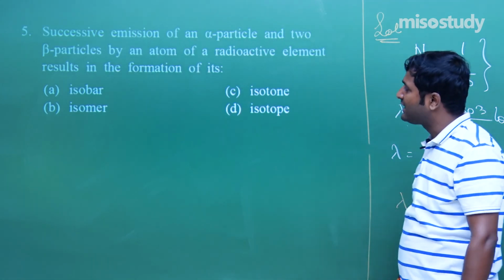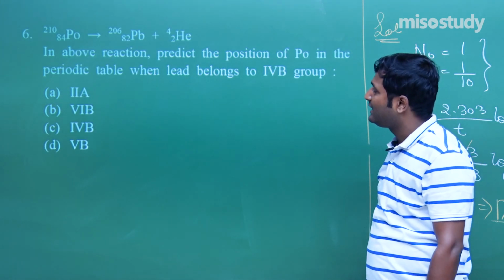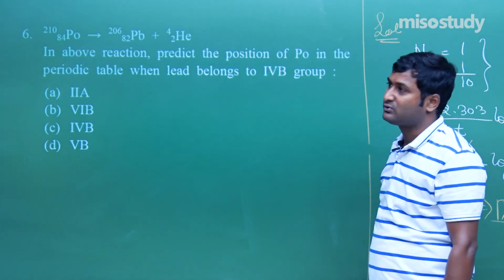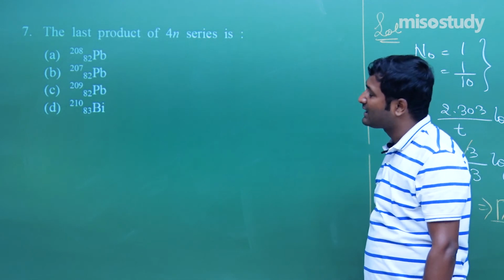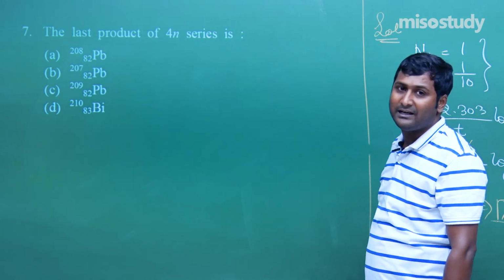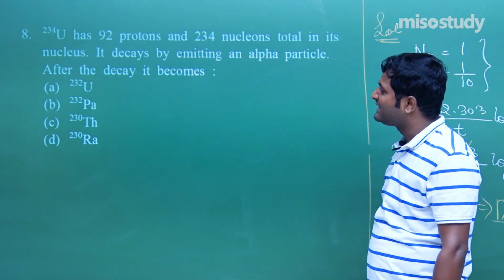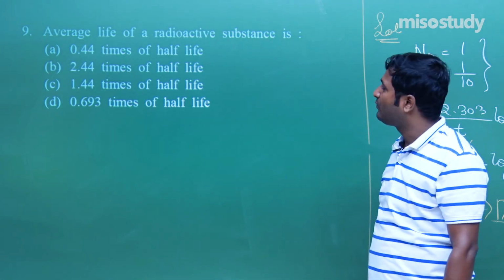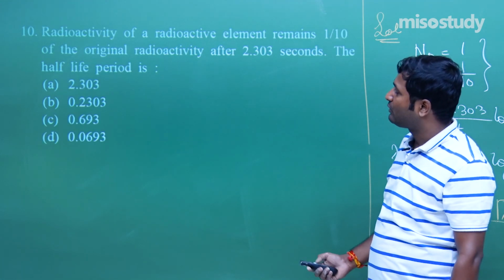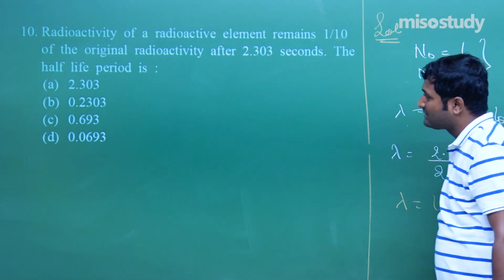For question number 5, isotopes, D is the correct option. For question number 6, B is the correct option. For question number 7, the last one, A is the correct option, lead-208, 82 Pb. For question number 8, what will be the answer? That is C, thorium 230. For question number 9, C, 1.44 times the half-life. And for question number 10, the answer is 0.693 second, my friend.